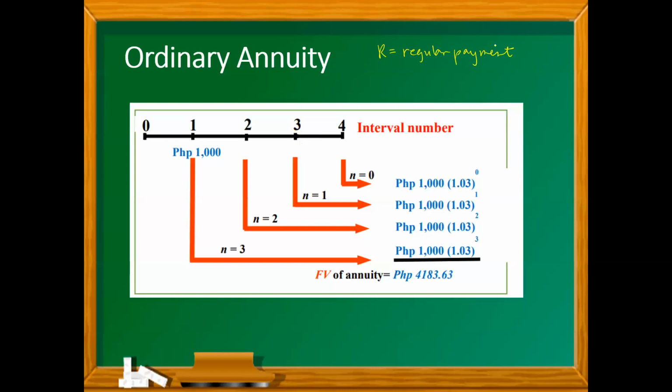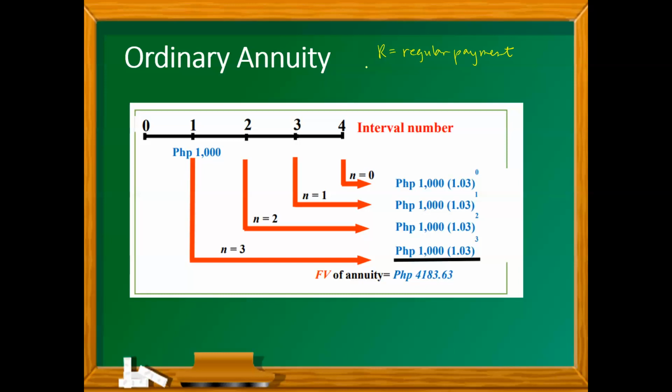And then the time from the beginning of the first payment period to the end of the last payment period, we'll consider this as the term of the annuity. Now, payment interval is the time between successive payments in an annuity.